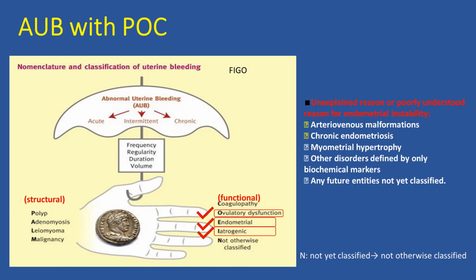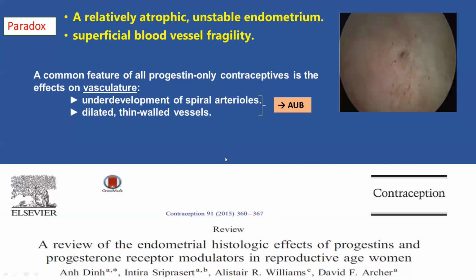Now we go to the second part of the talk, which is abnormal uterine bleeding with progestogen-only contraceptives. As you know, the FIGO classification PALM-COEIN. PALM is structural and COEIN is functional causes of abnormal uterine bleeding. Regarding the functional, we have ovarian dysfunction, endometrial causes, iatrogenic causes. The three causes are seen in cases using progestogen-only contraceptives: iatrogenic, effect on the endometrium, and effect on the ovulation.